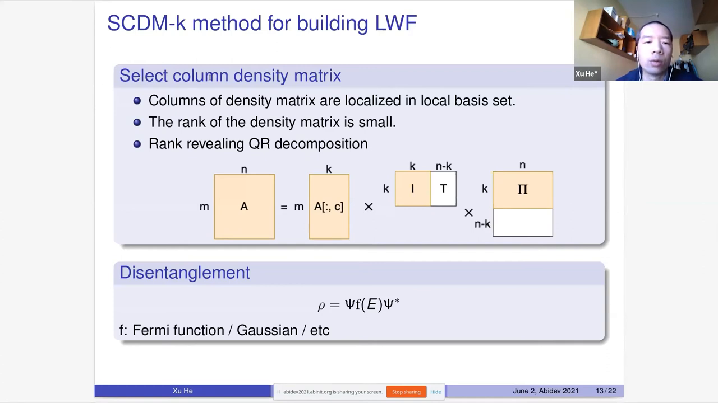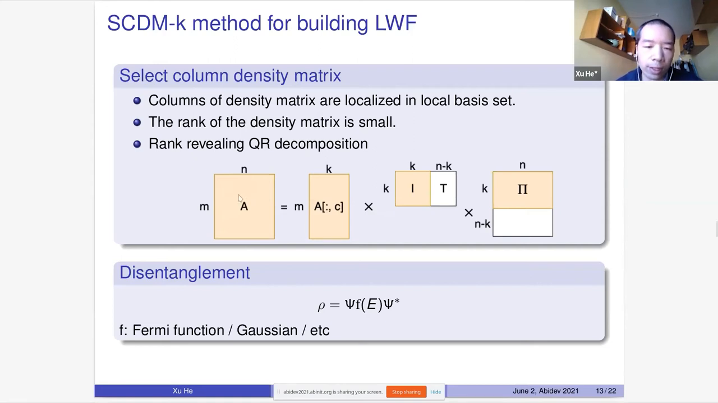What is SCDM? It's for selected columns of the density matrix. If we take a look at the density matrix, the columns of it are localized, if we are using a local basis set, of course. And we can observe that usually the rank of the density matrix is small. So what we can do is select a few columns of the density matrix to form a new basis set, which is the Wannier function. How to do that? There is a very simple way. We can use the rank revealing QR decomposition algorithm, which basically selects the most representative columns of a matrix.